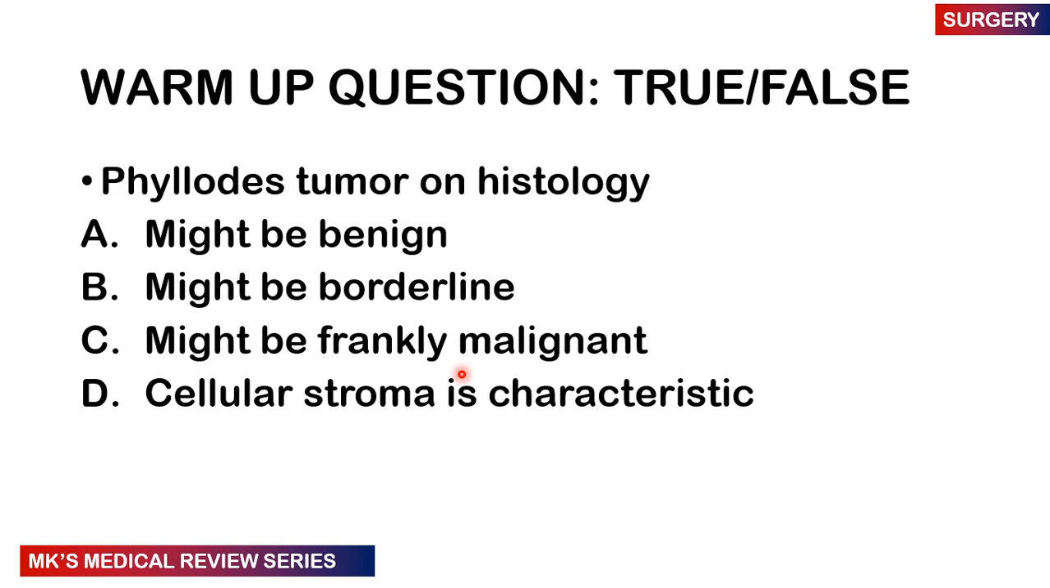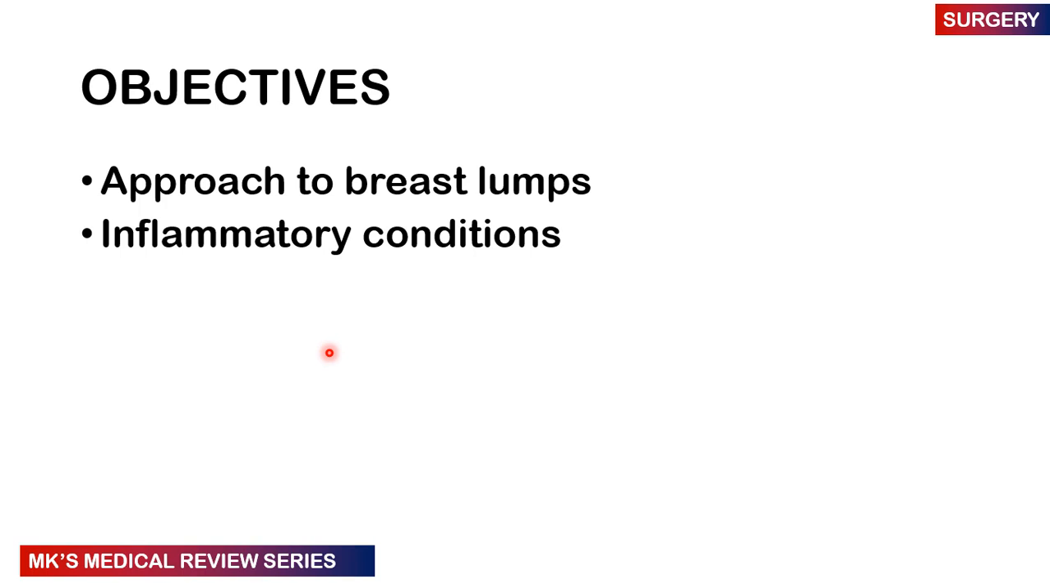Here's a warm-up question, which is a true or false question. Phyllodes tumor on histology: A, might be benign; B, might be borderline; C, might be frankly malignant; D, cellular stroma is characteristic. You may write down your answers, scream them at your screen, and we'll give you the answers at the end of the lecture.